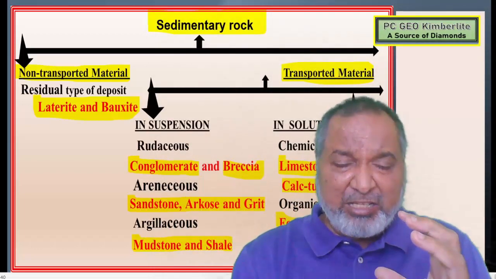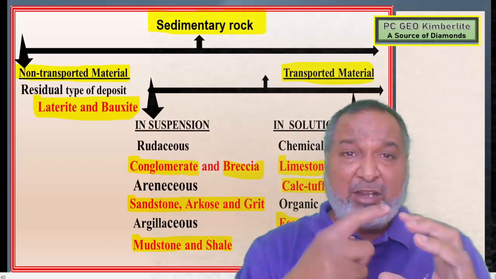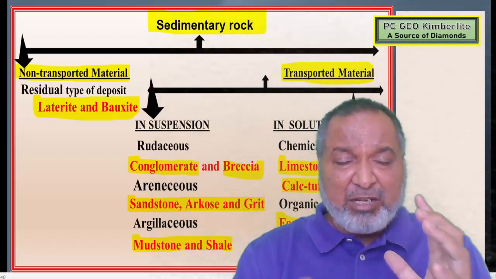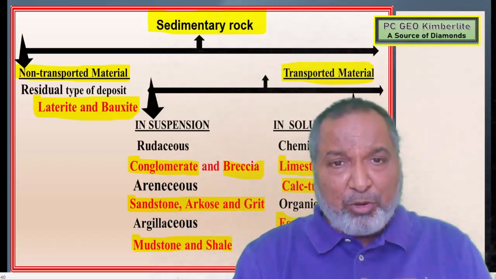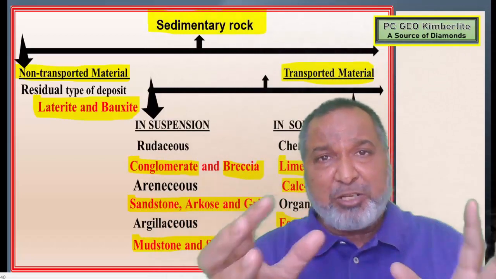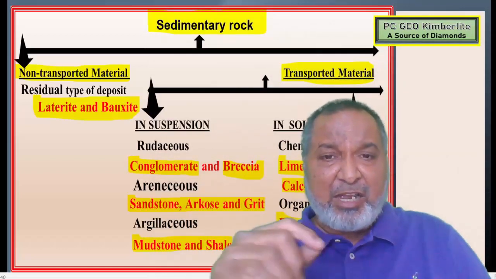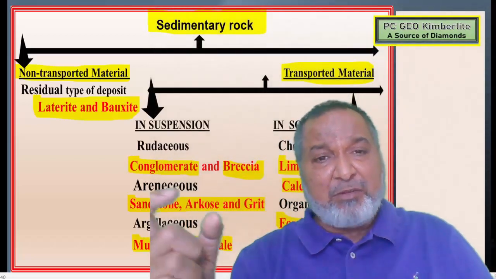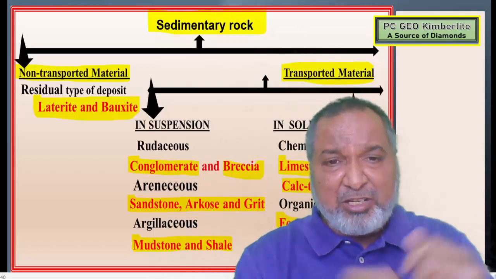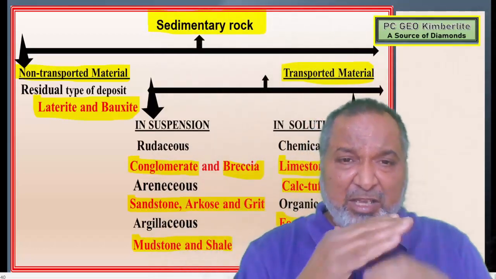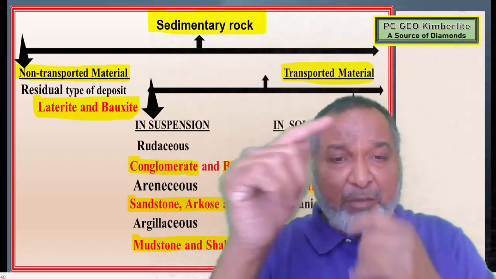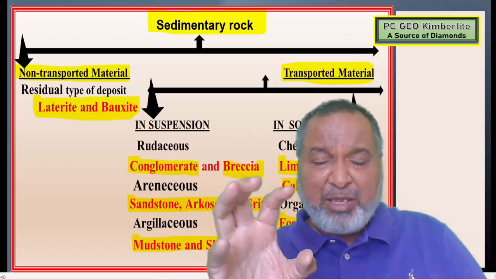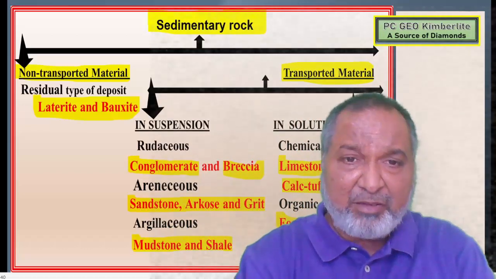In conglomerate, the pebbles are more or less rounded. Outline is very smooth. But in case of breccia, it is angular, with sharp angular edges. That means the pebbles found in the conglomerate and breccia give you a geological significance: the breccia traveled a shorter distance as compared to the conglomerate. Conglomerate has traveled a longer distance. Due to this, attrition and abrasion have taken place, and the sharp edges have been polished and rounded pebbles have been formed. So conglomerate will be a rounded one and breccia will be angular.